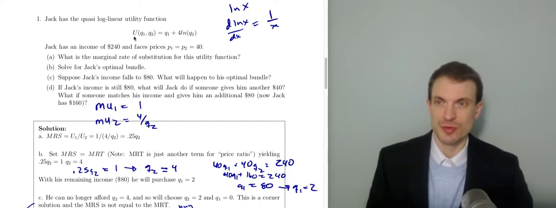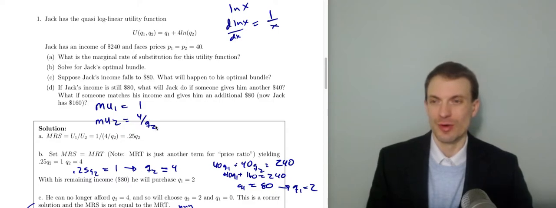What about my partial with respect to good 2? Well, remember the derivative of the natural log of x is just 1 over x. So that's 4 times 1 over q2. We draw a division bar here. We have our ratio, and that'll give us our marginal rate of substitution. So 1 divided by 4 over q2 is going to be 1/4 q2. All right, so that is our marginal rate of substitution.